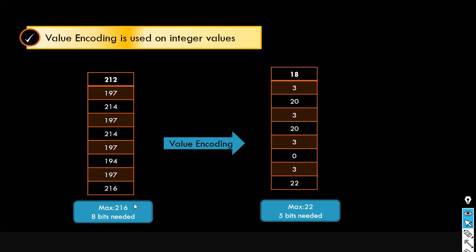216 is the maximum value, the highest value. So to store these 3 digits, it requires 8 bits of storage space. 8 bits is a very small amount, fine. But when you use value encoding, what it does is it finds out the minimum value.